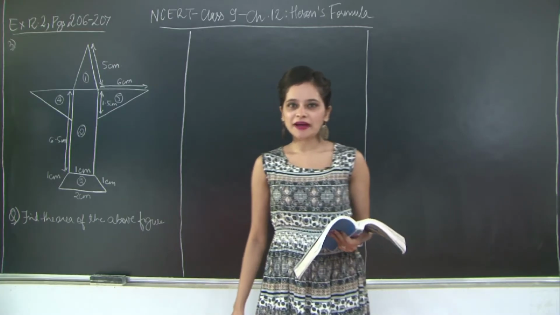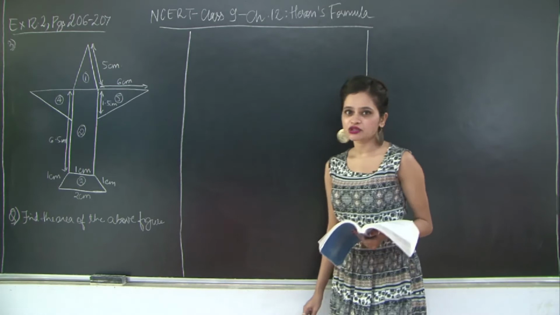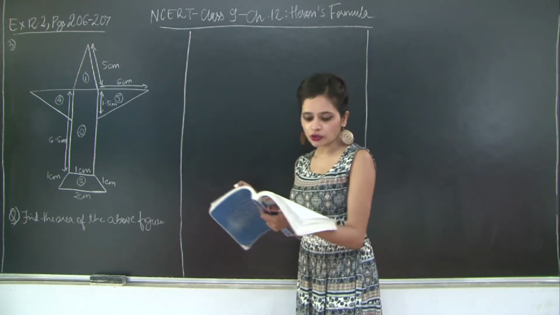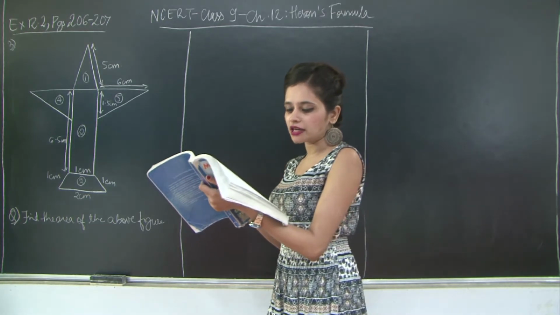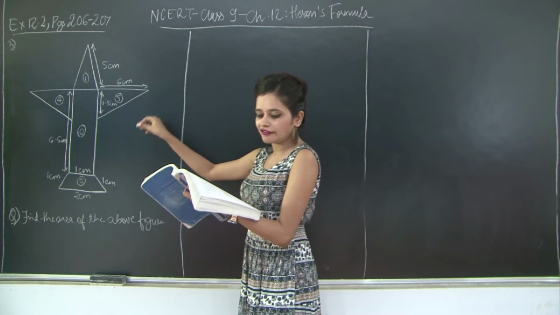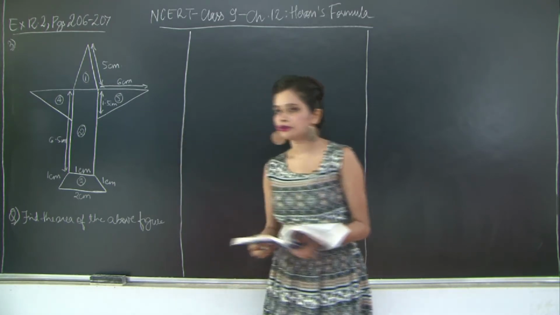Hello students, welcome back. Let us continue with exercise 12.2 of chapter 12, Heron's formula. We will be taking a look at the third question that reads, Radha made a picture of an aeroplane with colored paper as shown in the figure. Find the total area of the paper used.